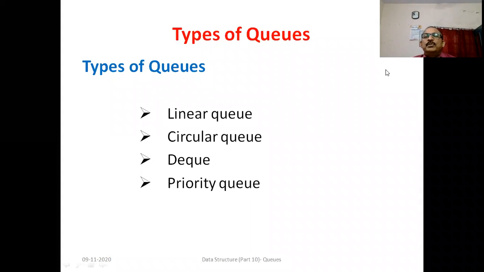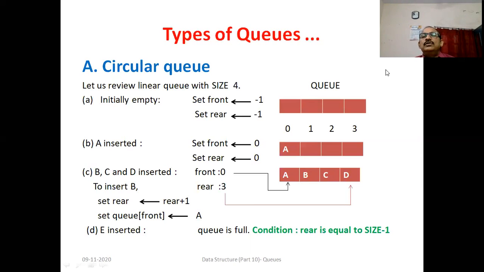Next topic is types of queue: linear queue, circular queue, deque and priority queue. We have already seen the linear queue. When we say queue, queue means a linear queue. Now let us start with what is a circular queue.